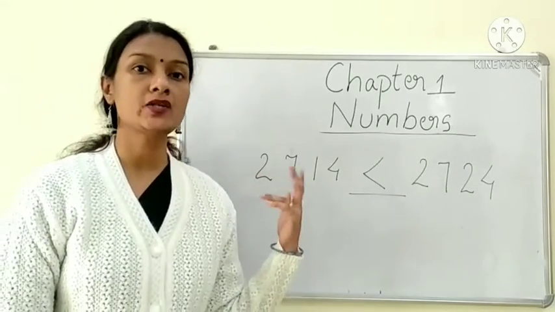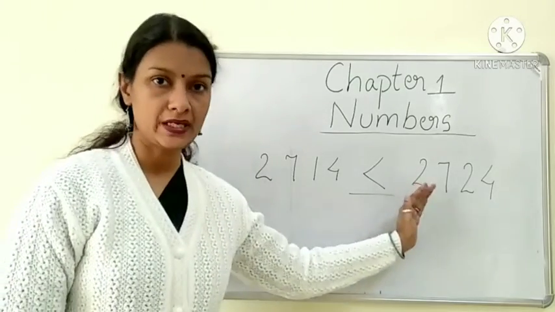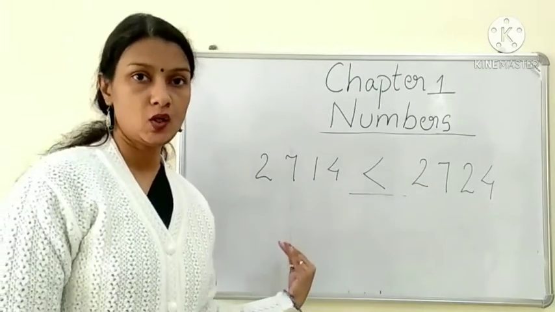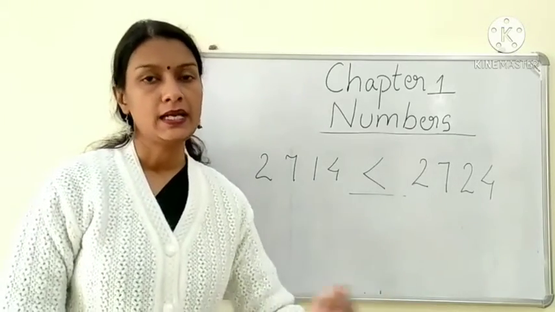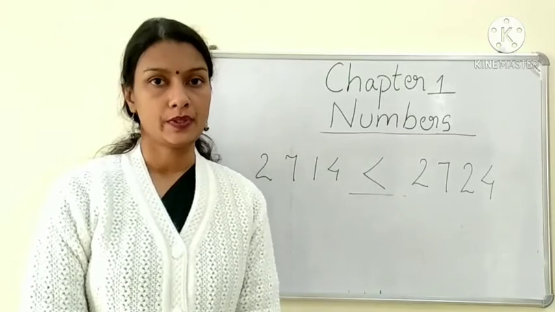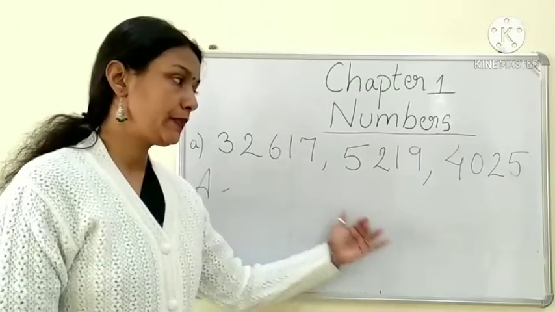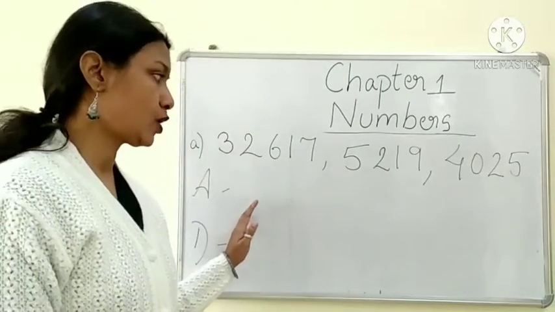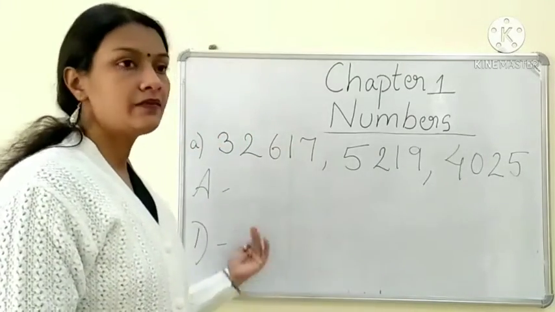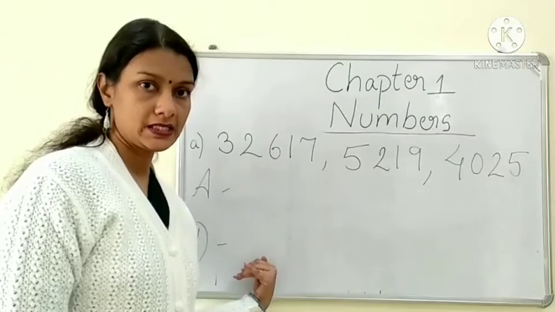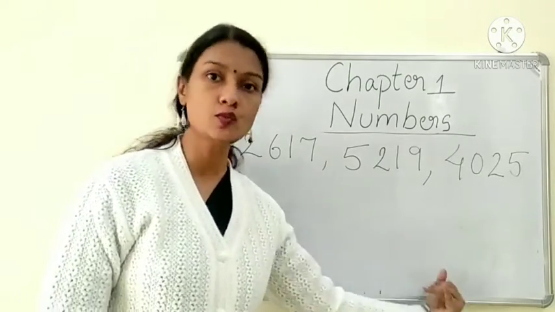Like this only, children, we compare the numbers and arrange them in ascending and descending order. When we have to arrange in ascending order, we write from the smallest number to the biggest. And when we arrange in descending order, we go from the greatest number, the biggest, to the smallest one. First we compare, and for ascending order we write the smallest number, then the bigger, and then the biggest one. Similarly, for descending order, we write the biggest number, then the next number smaller than that, and then the smallest number.